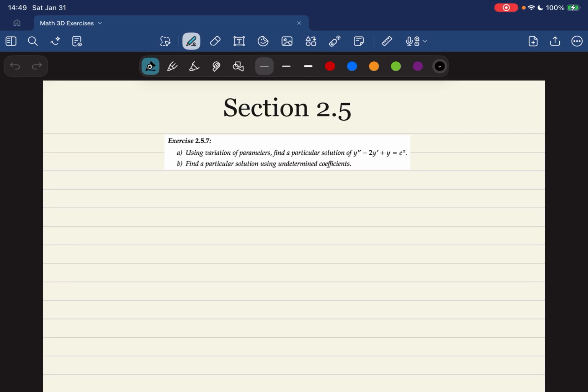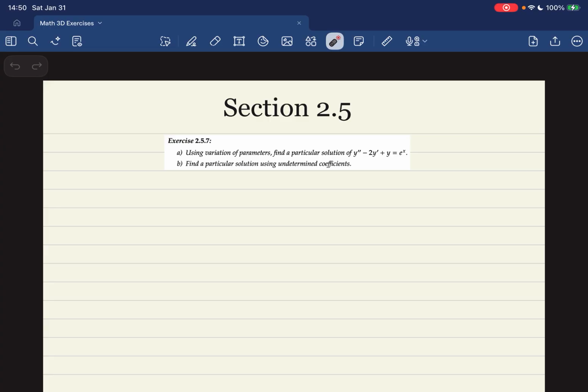Hello, in this video we'll be solving exercise 2.5.7 from Jiří Lebl's notes on Diffy Qs. Viewers should note that this exercise has three parts, A, B, and C, but as I will not be doing C in this video, I've cropped it out.